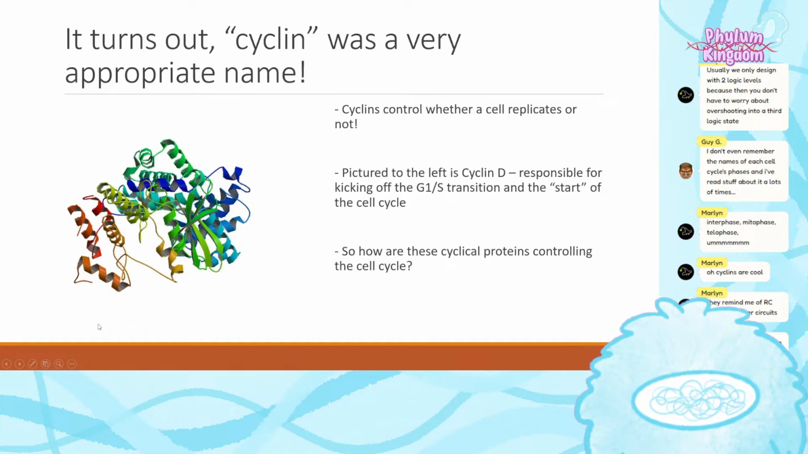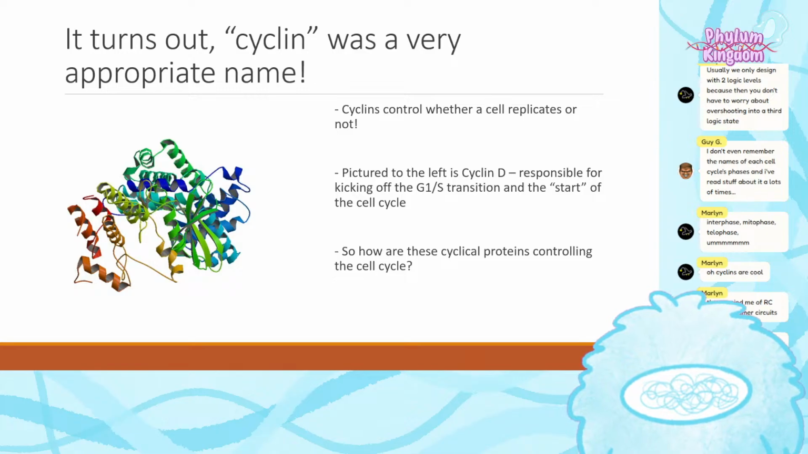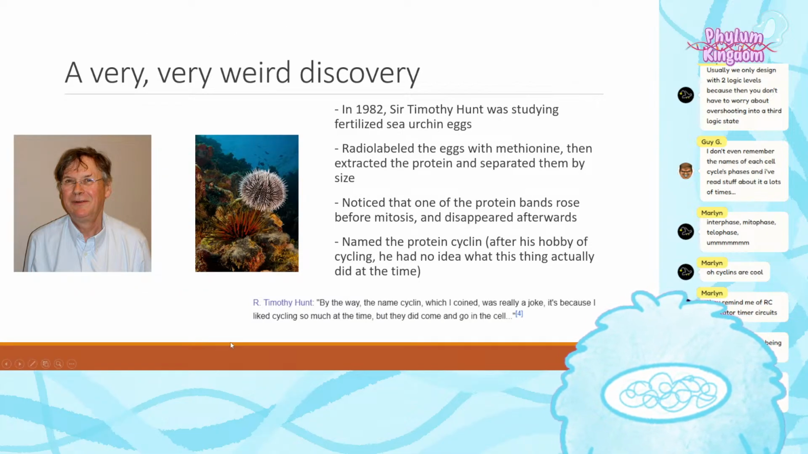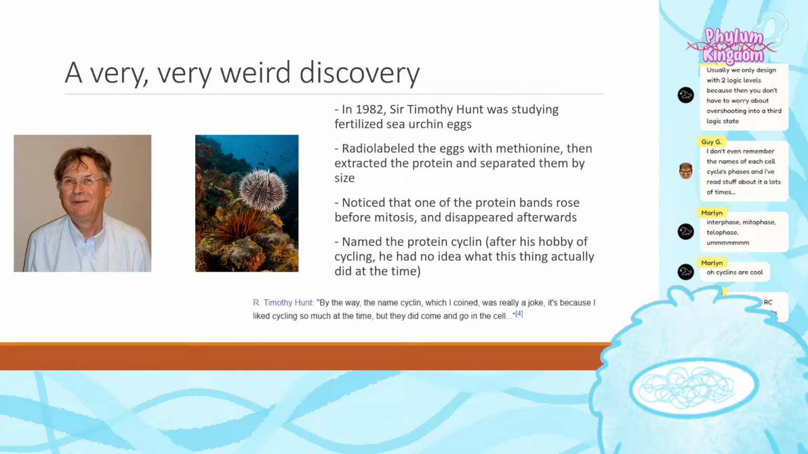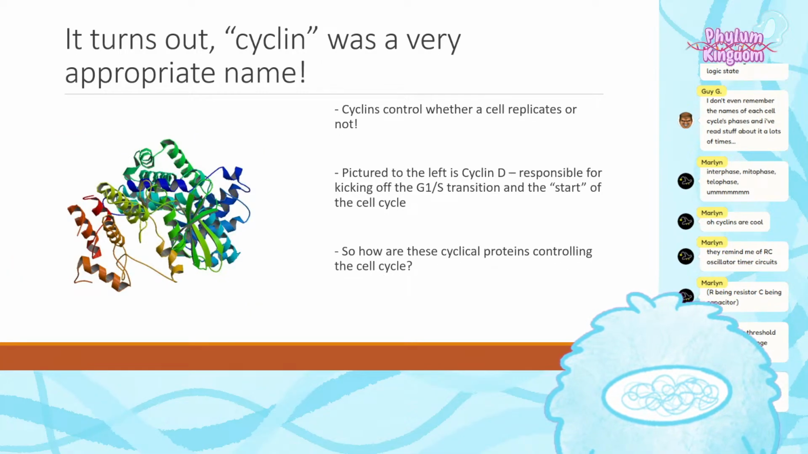It turns out that even though he kind of just joked about naming it cyclin, it was a very, very appropriate name because this is a protein that controls... Oh, by the way, I forgot to mention this here. Yeah, he won the Nobel Prize for this, right? Nobel Prize in Physiology and Medicine. This is a major, major discovery, the discovery of these cyclins.